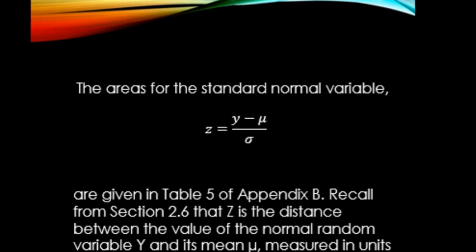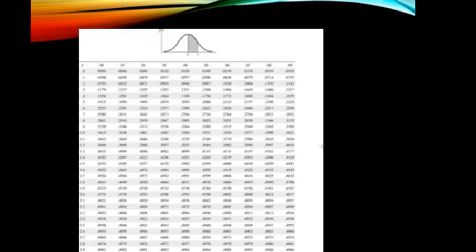If you recall from chapter 2, the z-score of a value y for the normal distribution is the distance from the mean in terms of the standard deviation. So here also, when we calculate the value z for a given value y, it is basically the distance from the mean in terms of the standard deviation. And this is what the standard normal table looks like.